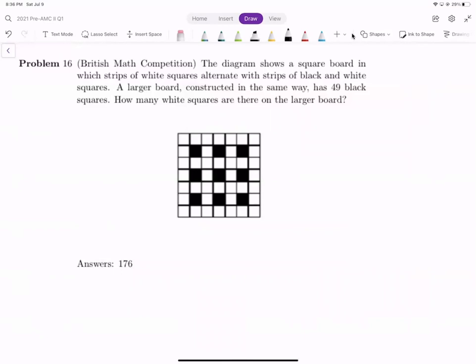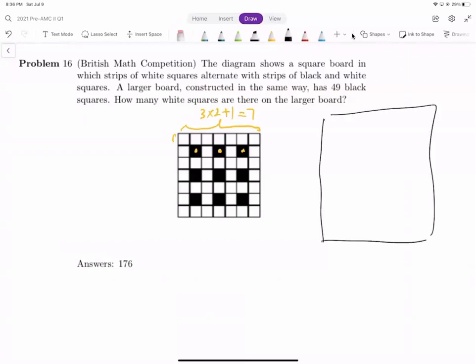If you look at the pattern, you'll quickly see that this is 1, 2, 3, and then the side length is 7. Okay, the side length is 3 times 2 plus 1, right? So that's the side length, which is 7. Then here you have 49, right?